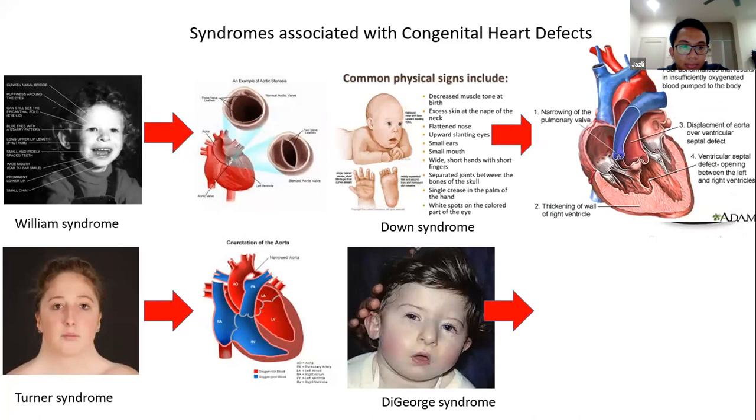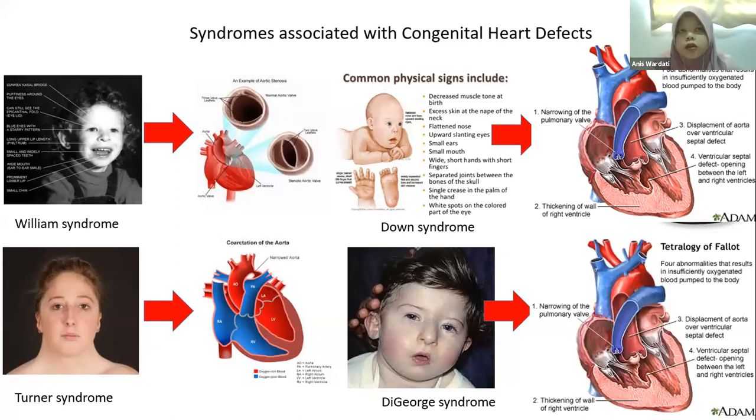Okay, so for DiGeorge syndrome, basically DiGeorge syndrome is due to a microdeletion of part of the long arm of chromosome 22. The features of DiGeorge syndrome you can remember from the mnemonic CATCH 22. C is for congenital heart disease, A is for abnormal facies, T is thymic hypoplasia, C is cleft palate, and the last one is hypocalcemia. What happens in this syndrome is that because of the microdeletion of chromosome 22, it will affect the embryological process.